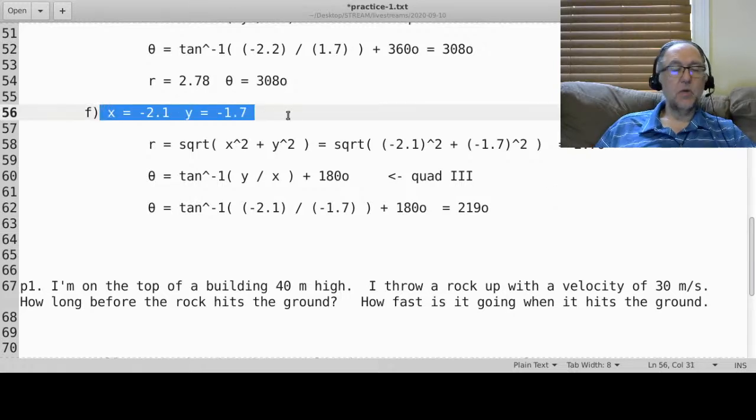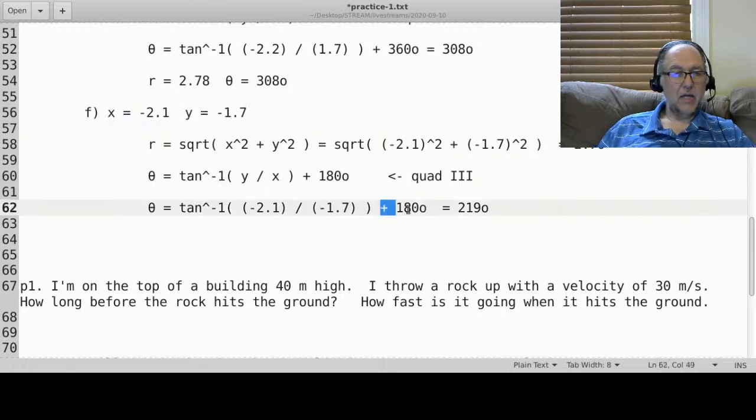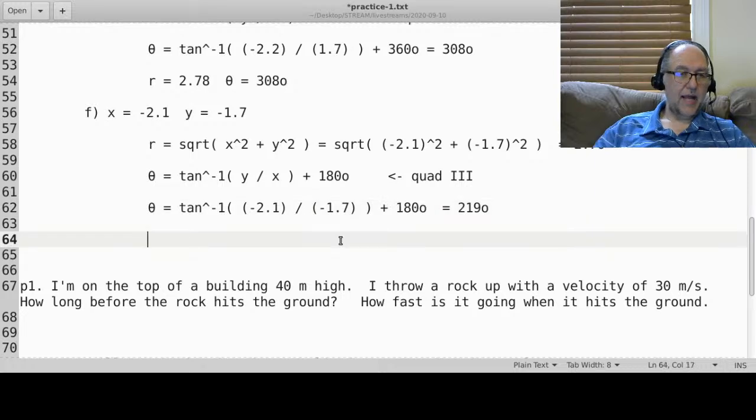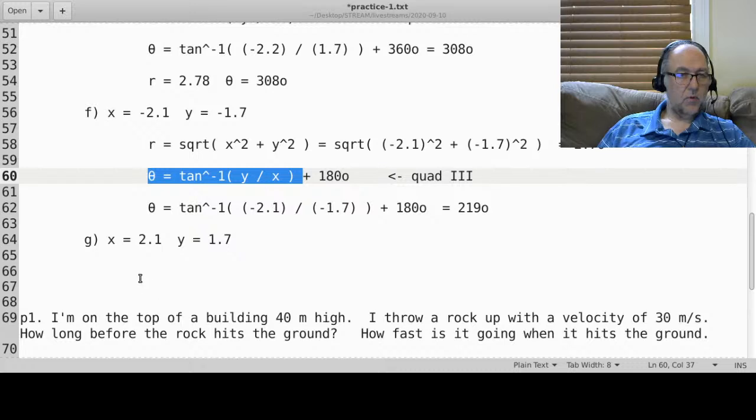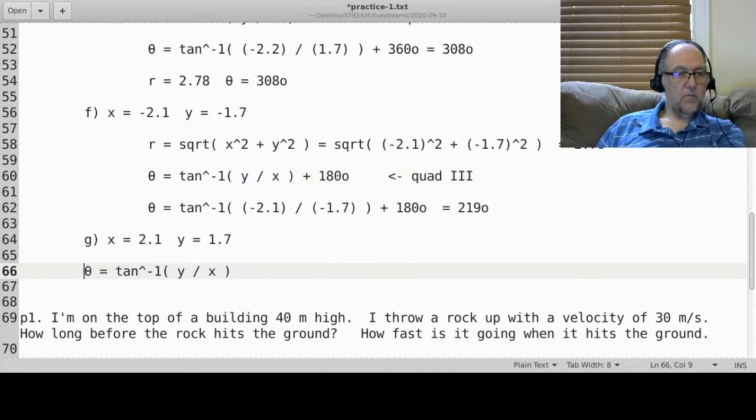Now, I left this one to the end because I really want to explain why this 180 is there. Okay, so suppose for some reason I gave you this one, x is equal to 2.1 and y is equal to 1.7. Okay, so let's suppose that the question actually read, actually we can call that g, like this. Let's see what theta would be. Never mind the r. The r value is going to be the same because the negatives there don't matter. But let's just look at the theta value. Okay, like that.